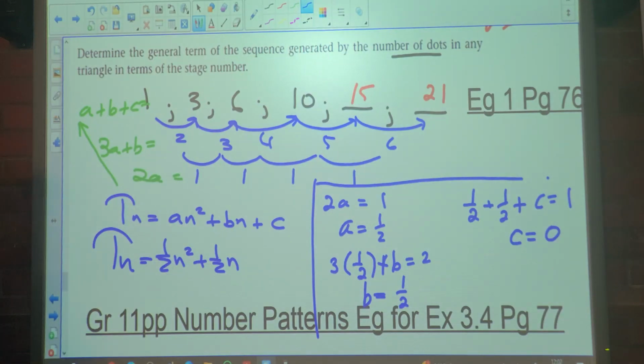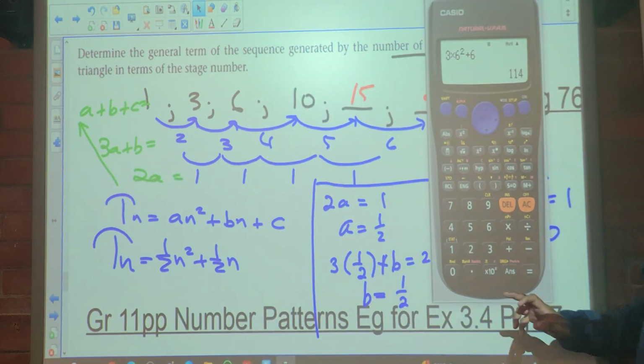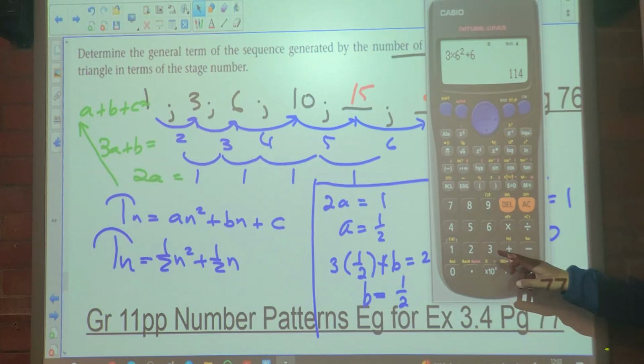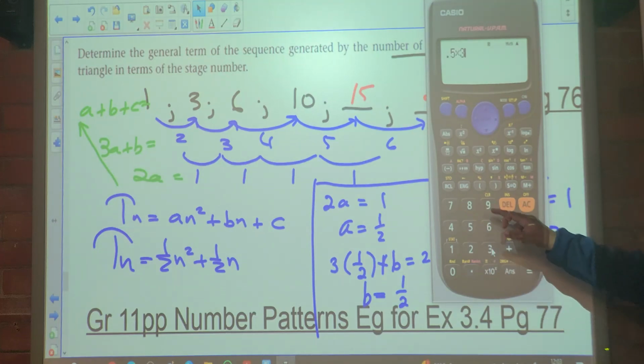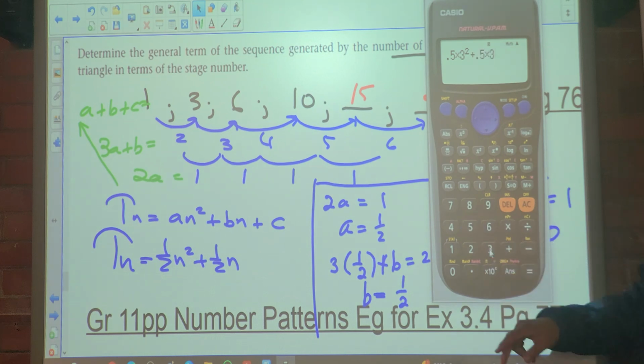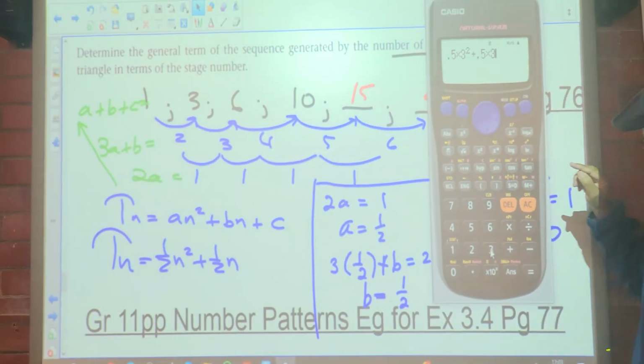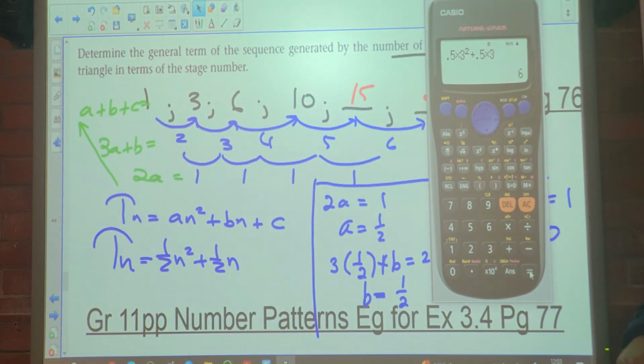This is worth 4 marks. What do I do? Check. So I'm going to test for term 3. So it's going to be a half times 3 squared plus a half times 3. The answer should be 6 to be correct. Let's see. 6. Now I feel better about myself.